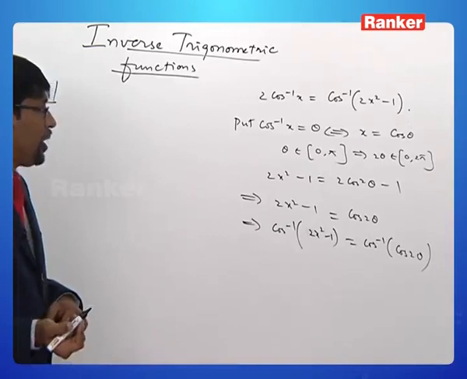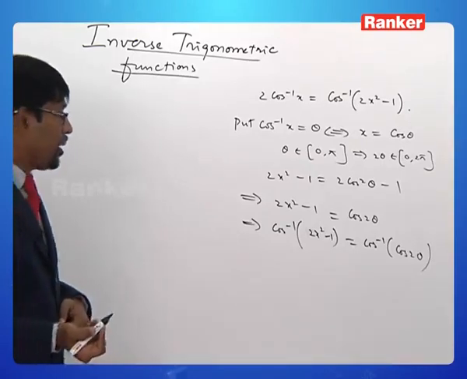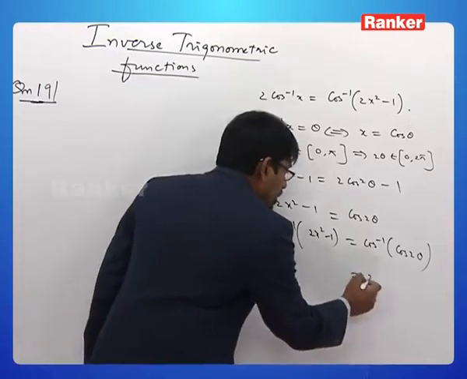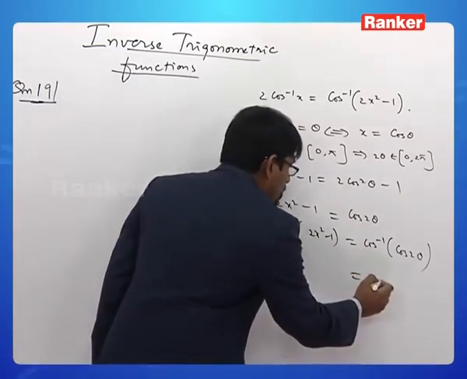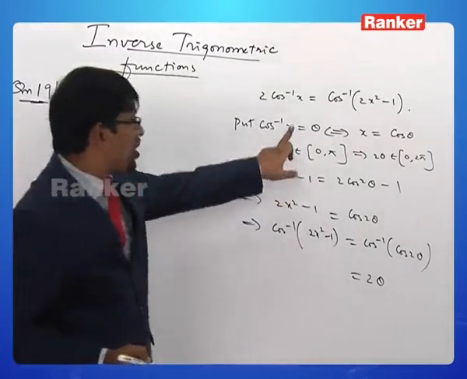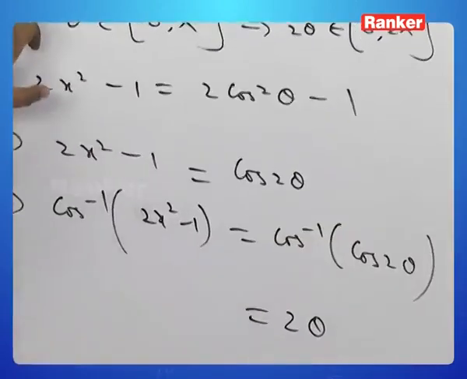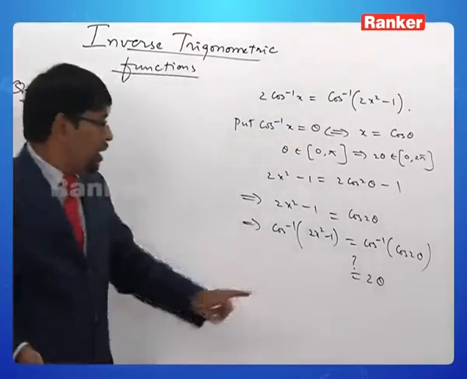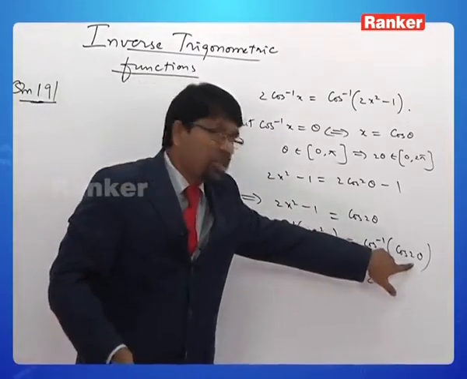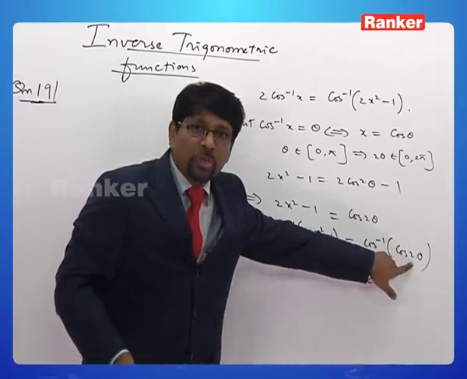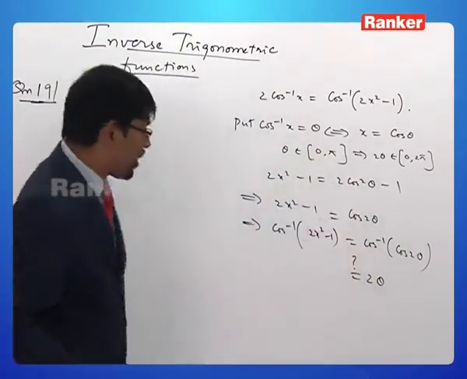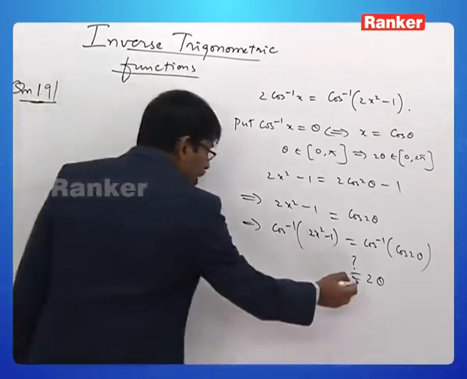2 theta lies between 0 to 2 pi. But then I would like to write this as 2 theta, because theta is cos inverse x. Theta is cos inverse x for me. So when will I be able to do this? Provided this 2 theta should belong to the principal domain, that is, 2 theta should actually belong to 0 comma pi. So this is possible.